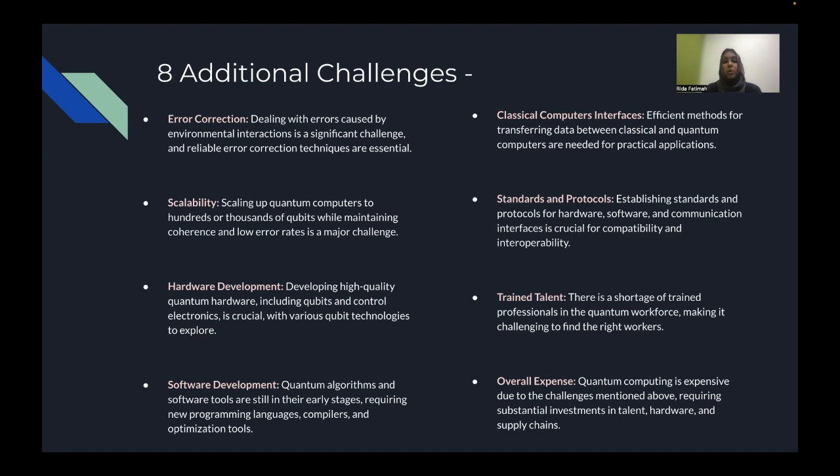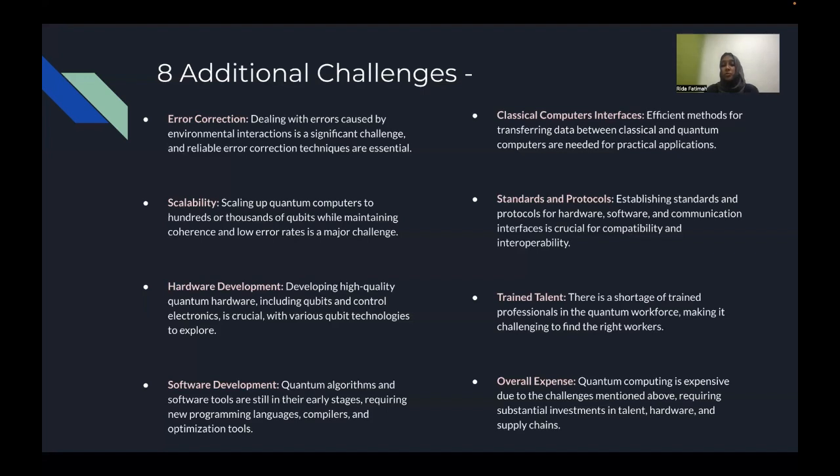Software development. Quantum algorithms and software tools are still in their early stages, requiring new programming languages, compilers, and optimization tools. Classical computer interfaces. Efficient methods for transferring data between classical and quantum computers are needed for practical applications. Standards and protocols. Establishing standards and protocols for hardware, software, and communication interfaces is crucial for compatibility and interoperability.